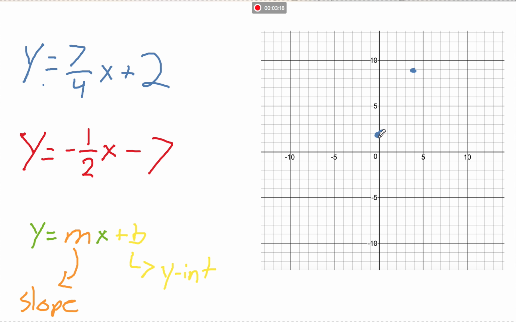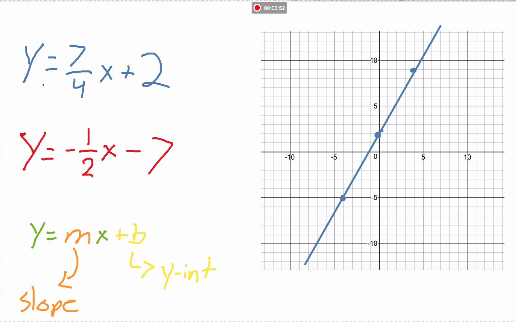We'll also go the other way. We'll go down 7: 1, 2, 3, 4, 5, 6, 7, and over 4: 1, 2, 3, 4. Alright, I'll use my line tool and we will connect the dots. Let me extend this one up a little bit too. Alright, so that's our first line done.